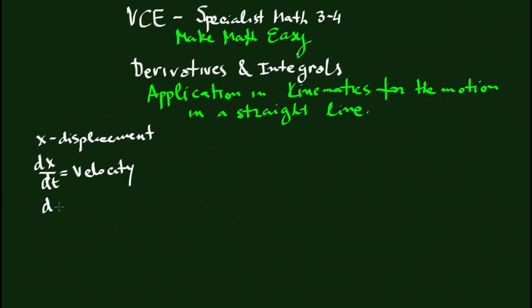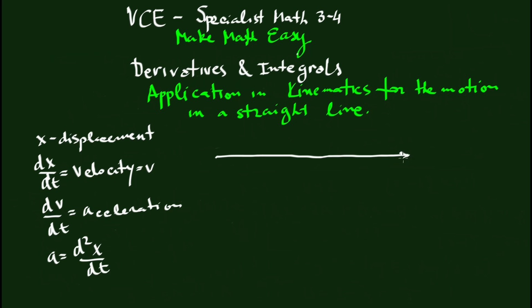and the derivative of velocity over time is our acceleration. So it's obvious that acceleration is the second derivative of displacement by time. So let's see an example and discuss the value. So this is the motion in a straight line.